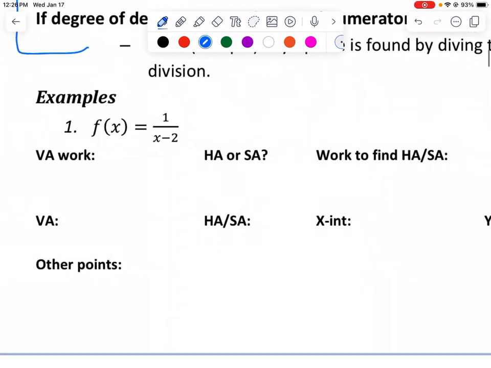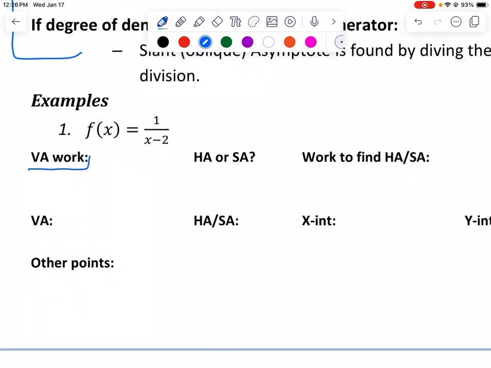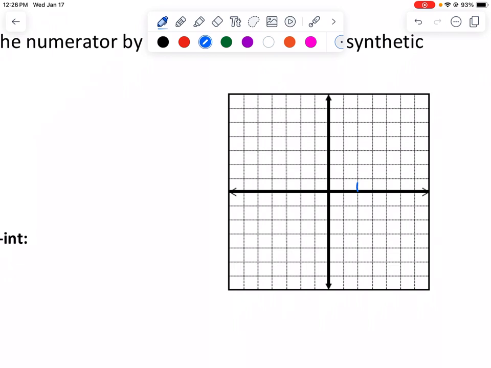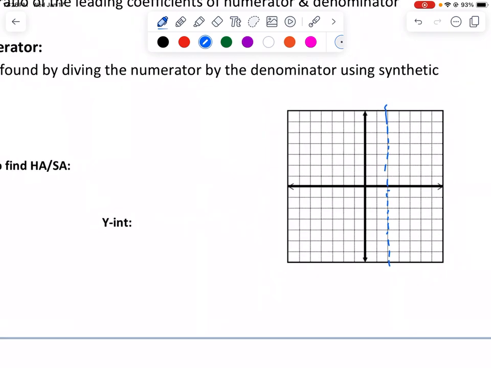So for our first example, the vertical asymptote comes from taking our denominator and setting it equal to 0. So the work for that would be x minus 2 equals 0. We add 2 to both sides, and our vertical asymptote is at x equals 2. What that means, I'm going to put that on the graph, is that through 2 there is this vertical line that our function will not cross, okay?